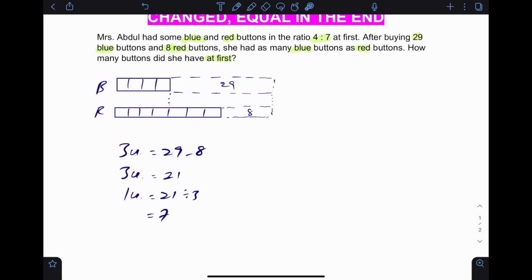How many buttons did she have at first? That's 1, 2, 3, 4. 4 plus 7, right? 7 units for the red. So let's write that down. 4 plus 7 is 11 units. So what is the numerical value of 11 units? 11 times 7. Final answer, 77 buttons at first.